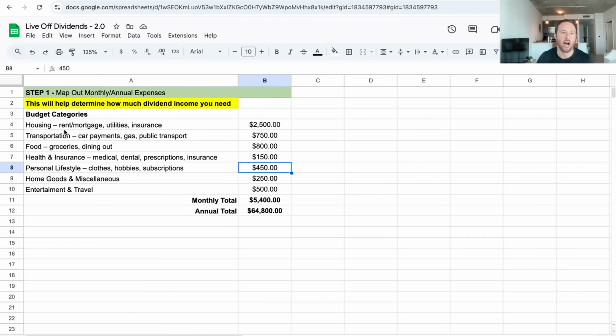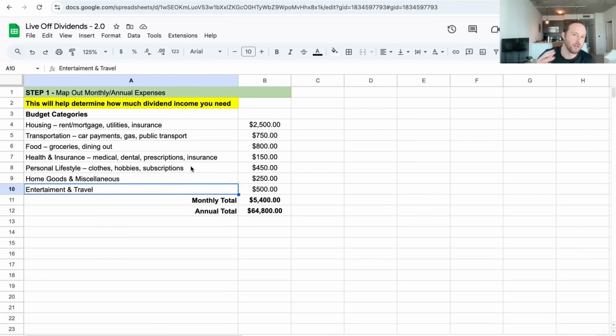Okay, guys. So how much are you paying for rent or your housing costs, right? And for here, we put 2,500. Transportation, food, health insurance, personal lifestyle, home goods, miscellaneous, entertainment, and travel.